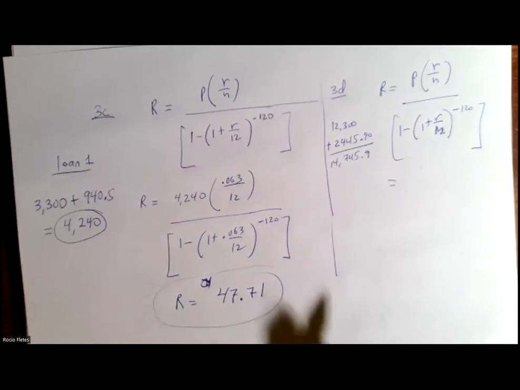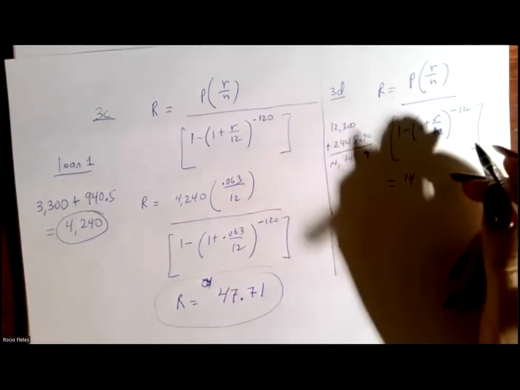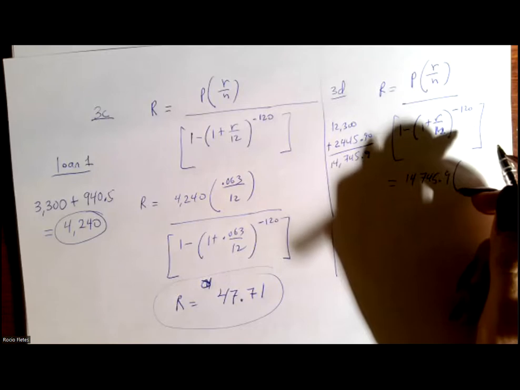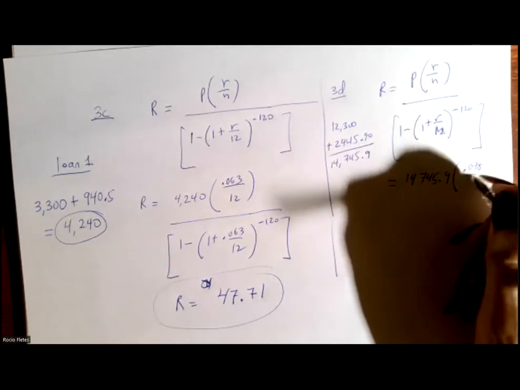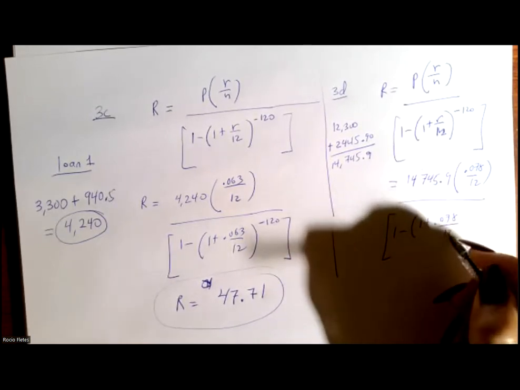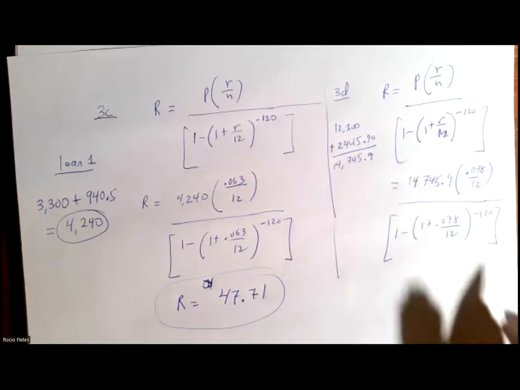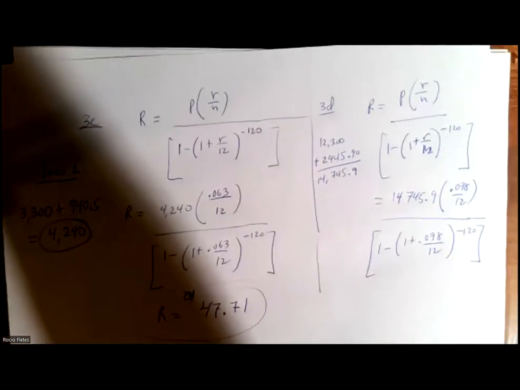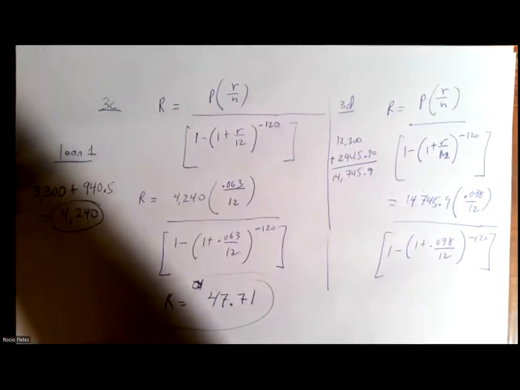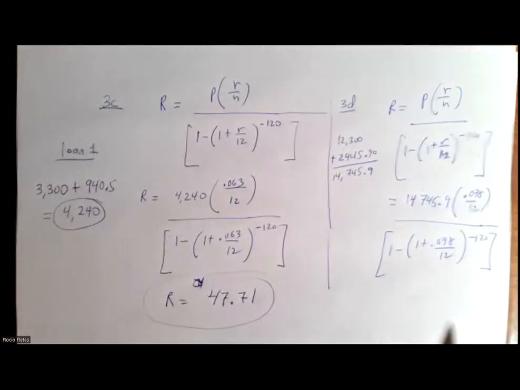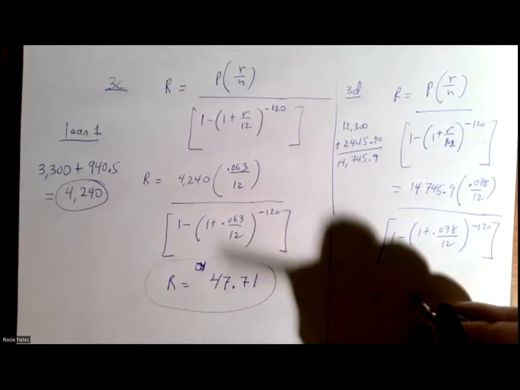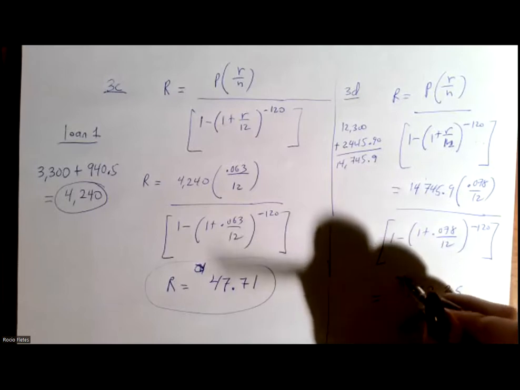When you do the same thing for the second loan, the principal is 14,745.9. The interest rate for the second one is 7.8%. Divided by 1 minus 1 plus 0.078 divided by 12, negative 120. When you plug that into the calculator, sorry about the camera, it gets a little difficult to focus, you're going to get 177.35.